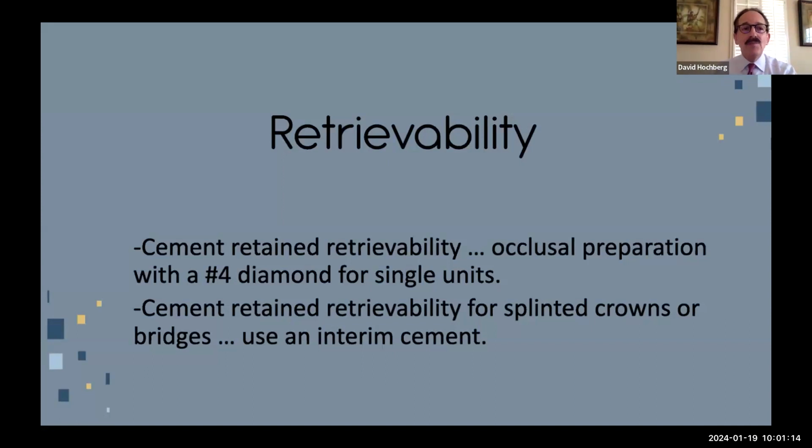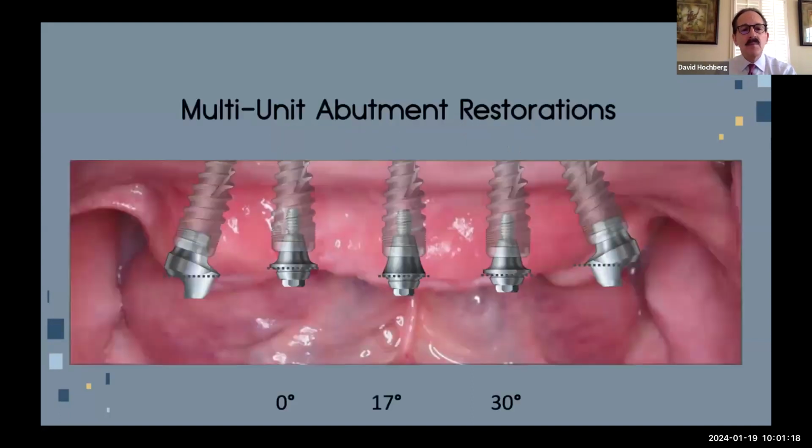And now you have 2 options to help your patient cross the finish line. The last screw retained option is with a multi-unit abutment, which is indicated, it's the benefit for an all-on-X, an all-on-5 case like this. These abutments come angled. They're 0 degree, they're 17 degree, and they're 30 degree.